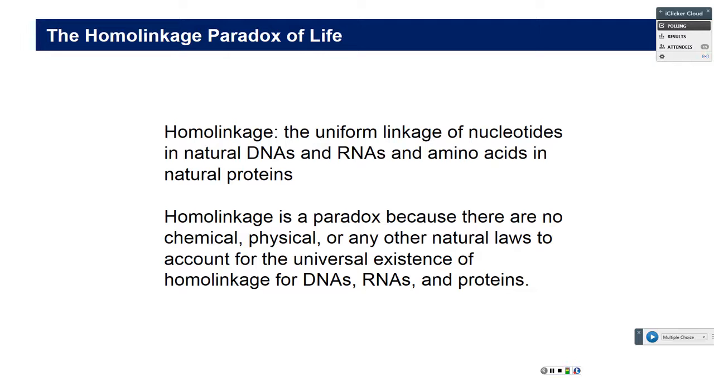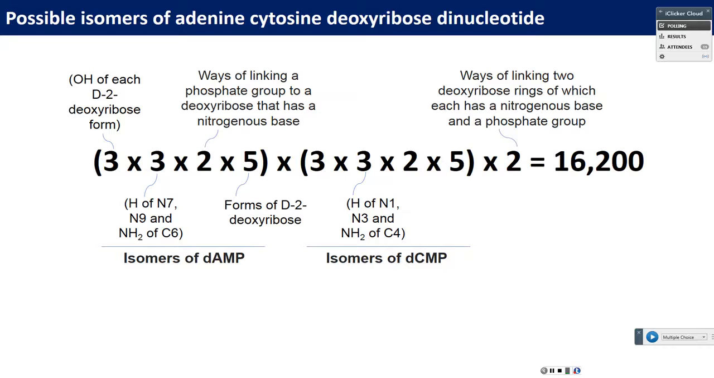The homo linkage occurs with DNA, with RNA, and with protein, if you look at their synthesis from the basic building blocks. Well, regardless, let's go on with our calculation, right? So the possible isoforms of making an adenine nucleotide here, adenine here, adenine nucleotide here, and cytosine, right?